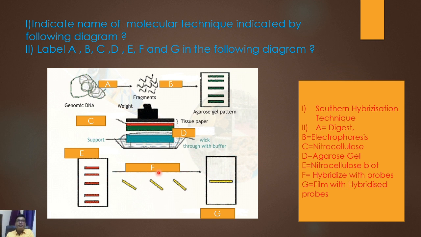hybridize with probes. A probe is a known sequence of DNA that is radiolabeled or fluorescent labeled. With the help of this probe, we find the complementary sequence in unknown DNA samples. If it is a complementary sequence, then it will hybridize and it will fluoresce in UV light. And then the film, that is the autoradiogram, we develop with the help of UV lights. And the X-ray film we develop, and it will fluoresce in the UV lights due to the presence of those probes.